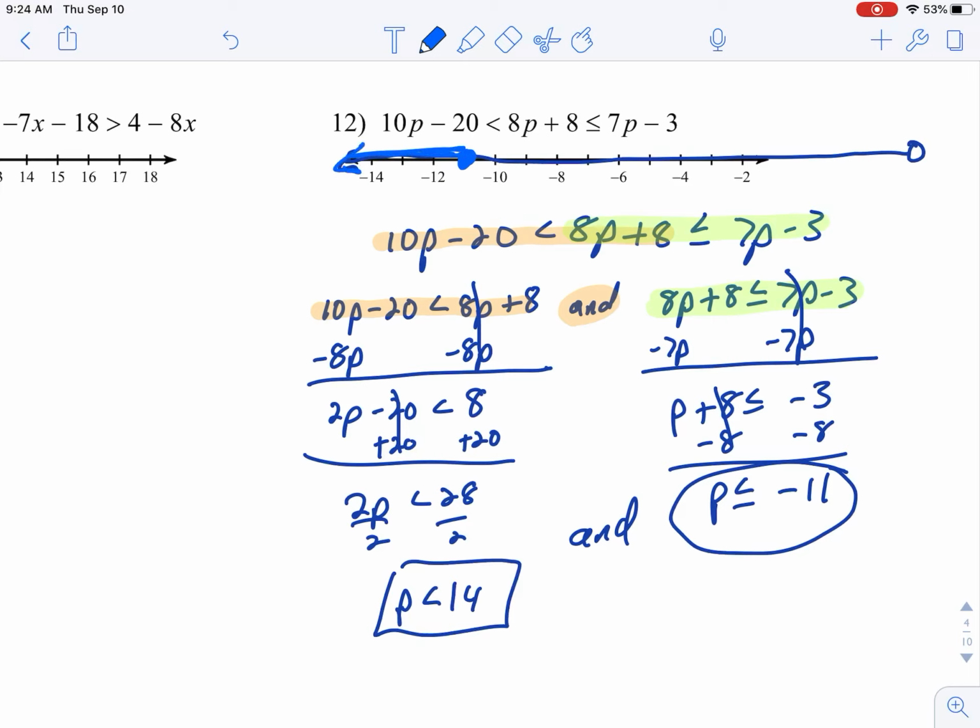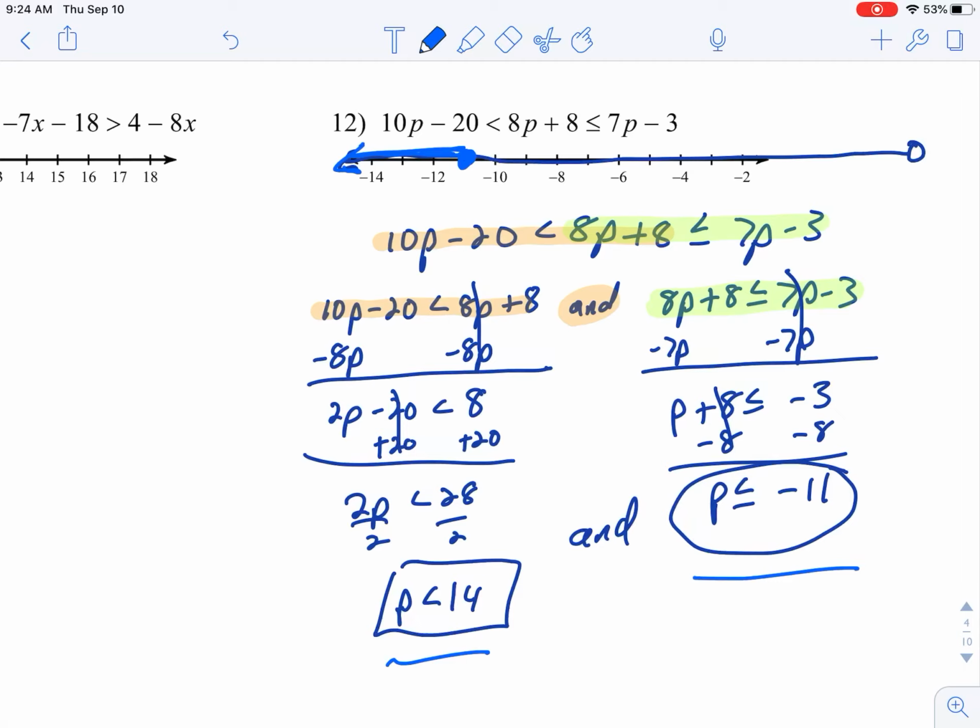So now we need to talk about the word "and" and what it means in math. "And" means that both things are true. Is it possible for a number to be less than 14 and less than negative 11? It is possible. Think of a number like negative 100. It is less than both of those.